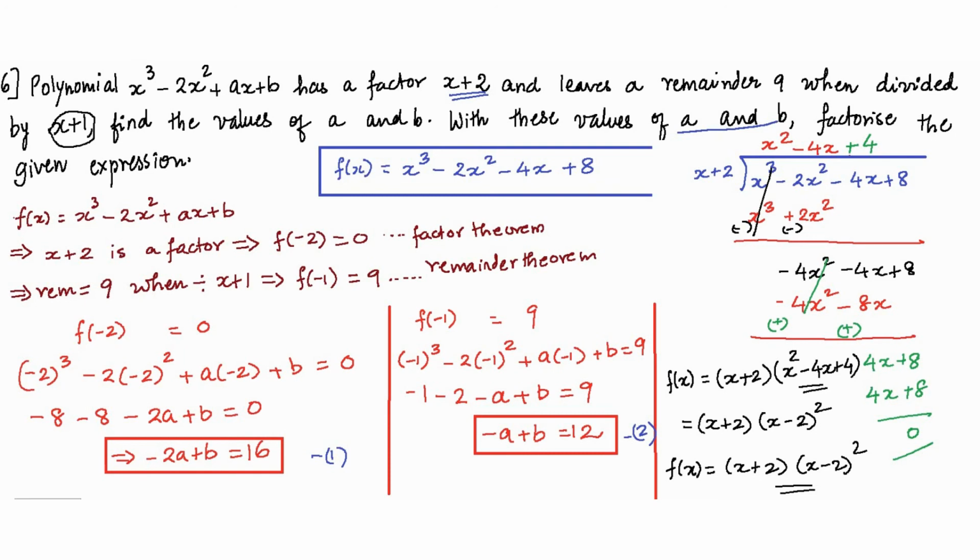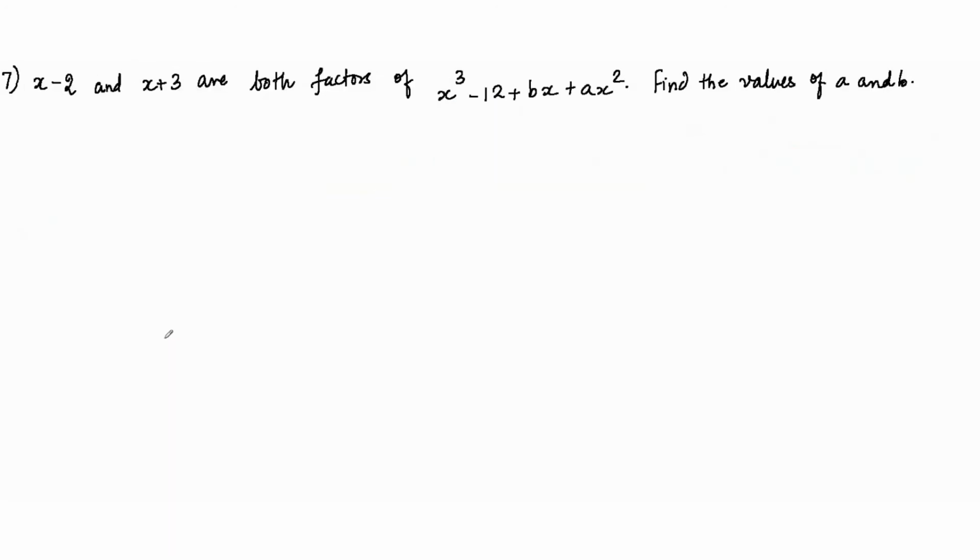Okay, moving on to the next question. In this question, it is given that x minus 2 and x plus 3 are both factors of the given polynomial. Find the values of a and b. So let's assign a label for the given polynomial. Let f of x be equal to x cube plus ax square plus bx minus 12.